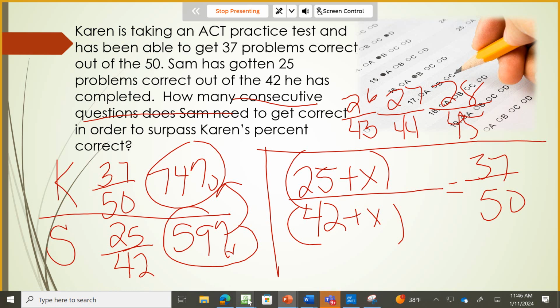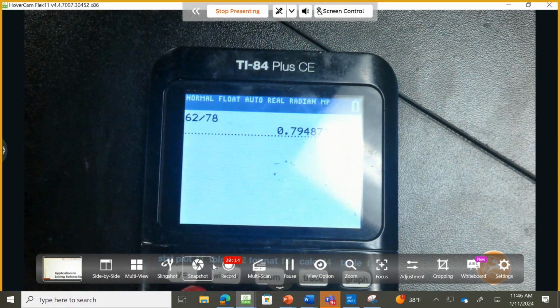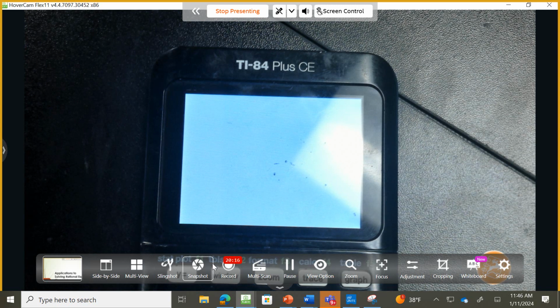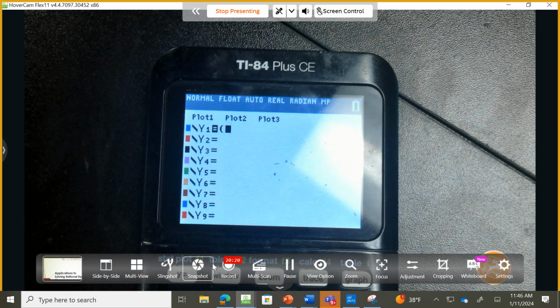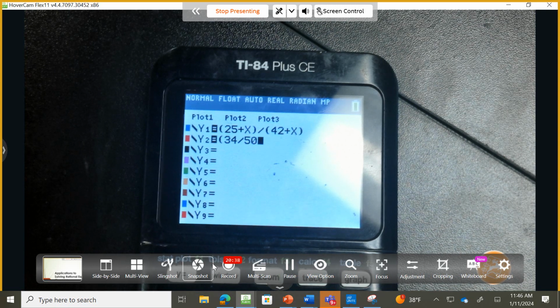So I'm going to bring this out here. We're going to go Y sub 1 equals 25 plus X divided by, I'm going to hug the bottom, 42 plus X. And now your Y sub 2 will be Karen, and I'm forgetting, was she 37 over 50?